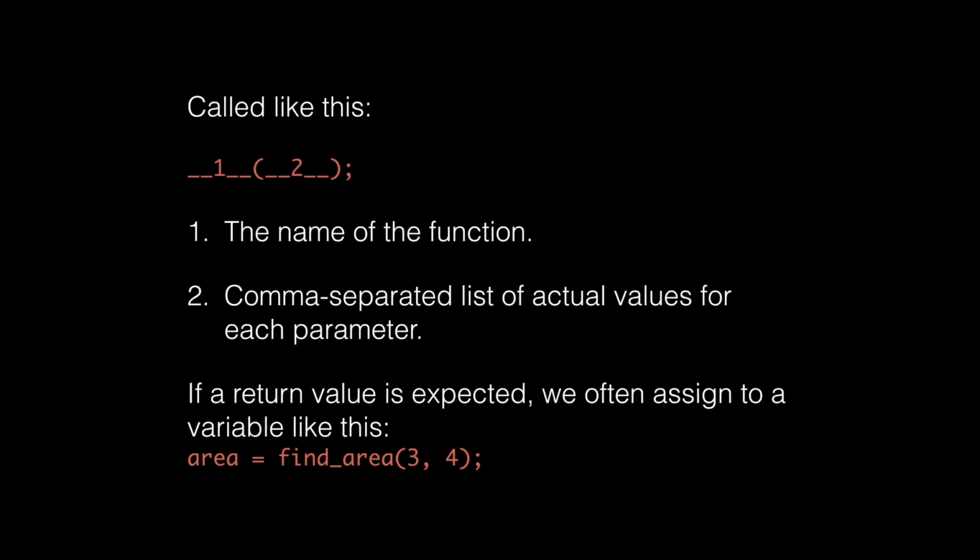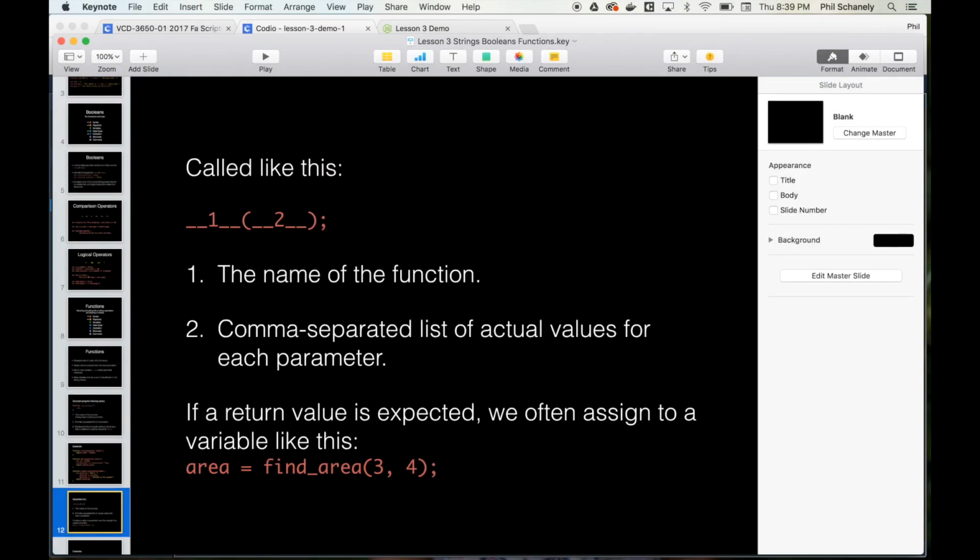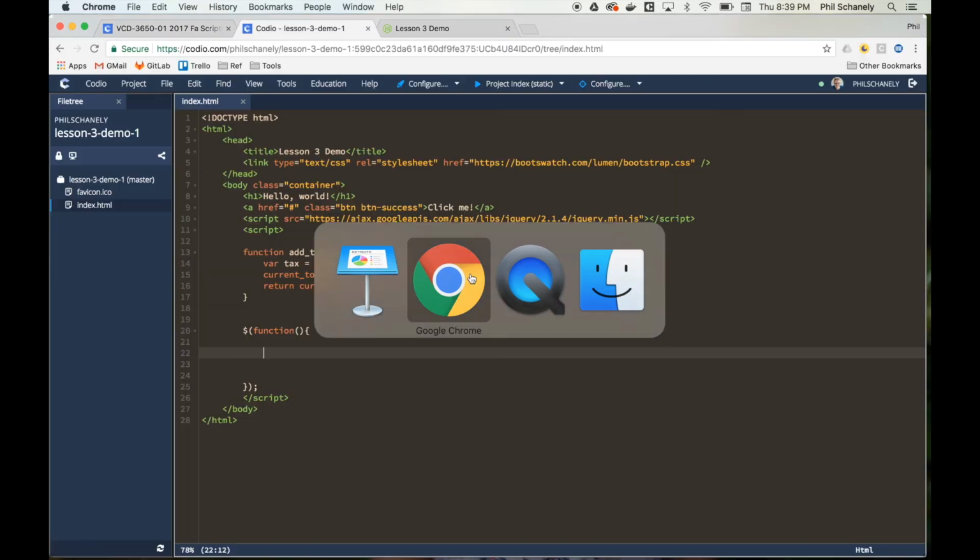It's normal that if we're going to return a value, we're going to want to store that value in a variable that we can work with later. Otherwise, we might just call the function inside of a console log so that we're outputting the result of that function. But anyhow, assigning it to a variable is a pretty common thing. So let's go take a peek at how that works.